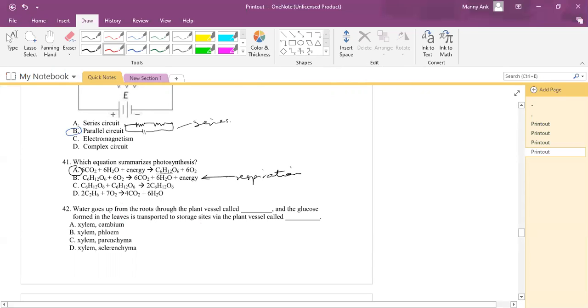Number 42, water goes from the roots of the plant through the plant vessel called xylem, and the glucose formed in the leaves is transported to storage sites via the plant vessel called the phloem. So the xylem and phloem.